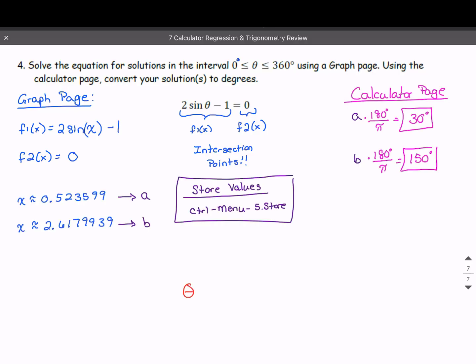So all our work on the calculator led us to find that theta equals 30 degrees or 150 degrees. And you'll notice I have written here the steps that we did on the calculator, so that if you want to take a moment, go ahead and copy down those notes.